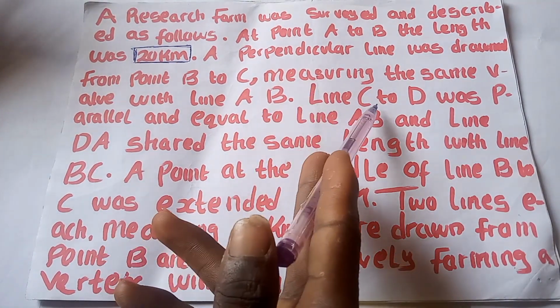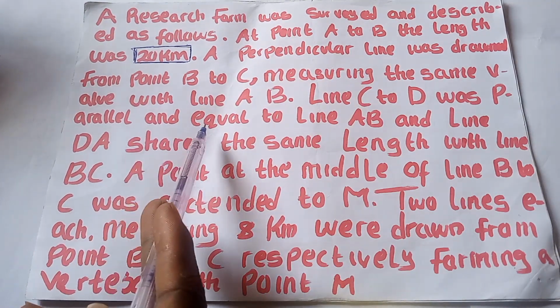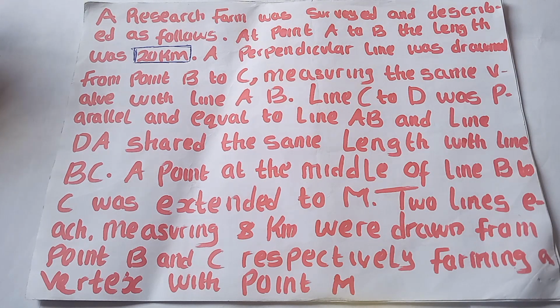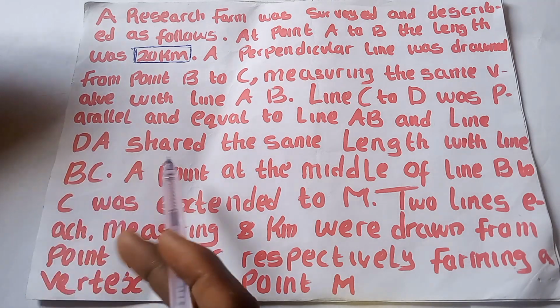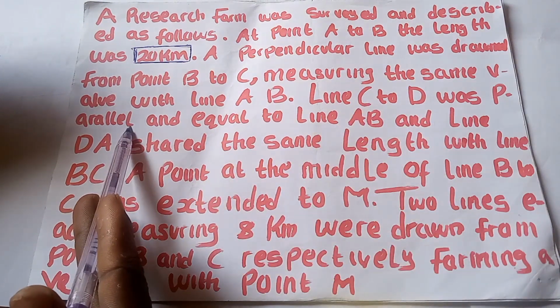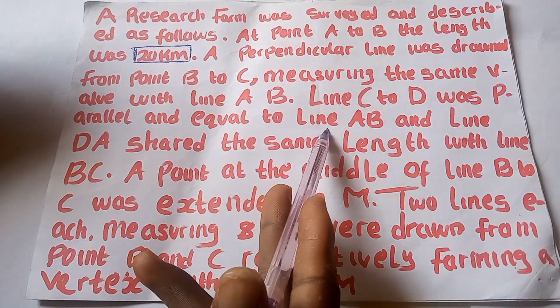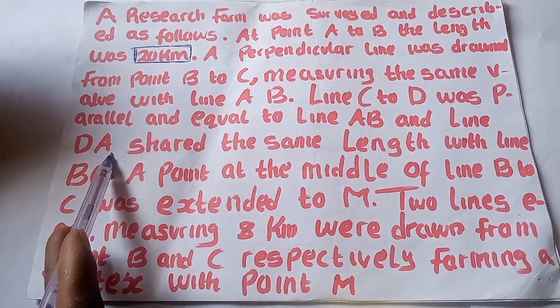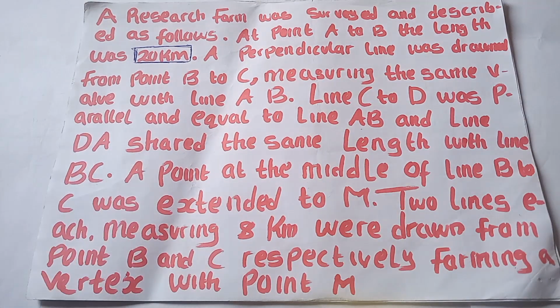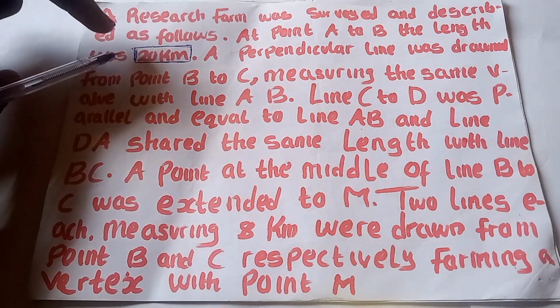So, line CD was parallel and equal to line AB. What is a parallel line? Parallel lines are lines that can never meet. When they say a line is parallel to another, both lines are traveling in a straight line and can never meet. So let's continue. Line CD was parallel and equal to line AB, and line DA shared the same length with line BC. I've already taken one note, which is 20 kilometers.